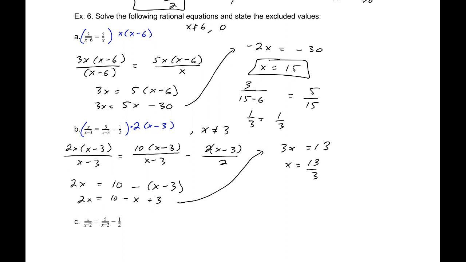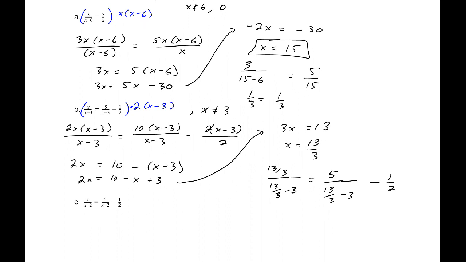X is not 3. That's good. So we have 13/3 over 13/3 minus 3 equals 5 over 13/3 minus 3 minus 1/2. Okay, well, that would be 1/3 in the denominator. Dividing by 1/3 would be 13. All right, again, that would be 1/3, so that would be 15. Wait, hold on.